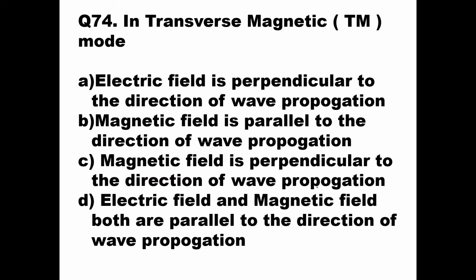In a transverse magnetic mode, TM mode, the options are: A, electric field is perpendicular to the direction of wave propagation. Option B, magnetic field is parallel to the direction of wave propagation. Option C, magnetic field is perpendicular to the direction of wave propagation. And option D, electric field and magnetic field both are parallel to the direction of wave propagation. Once you say transverse magnetic, that means the magnetic field will be perpendicular to the direction of wave propagation and the electric field will go along with that direction. So option C will be the right answer here.